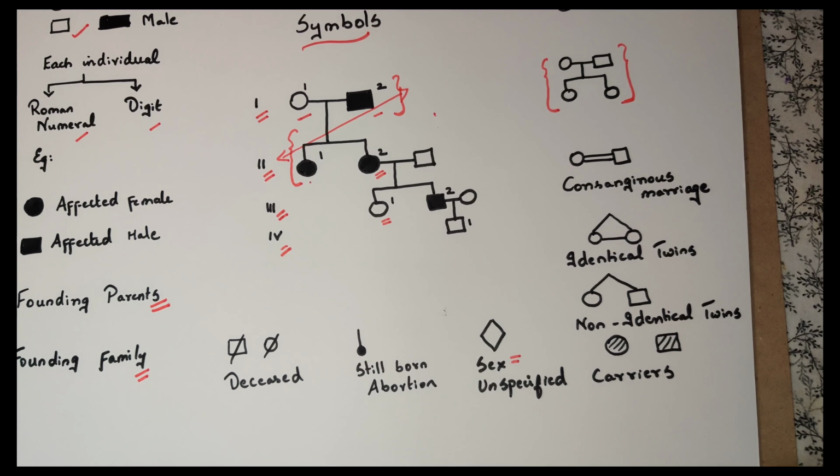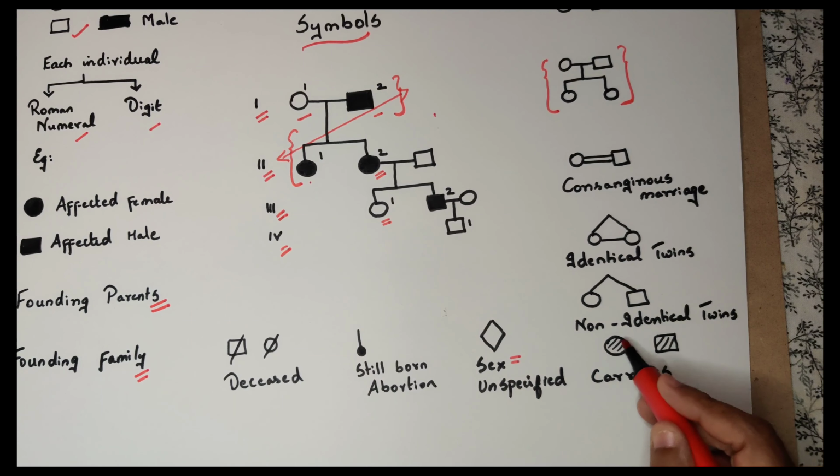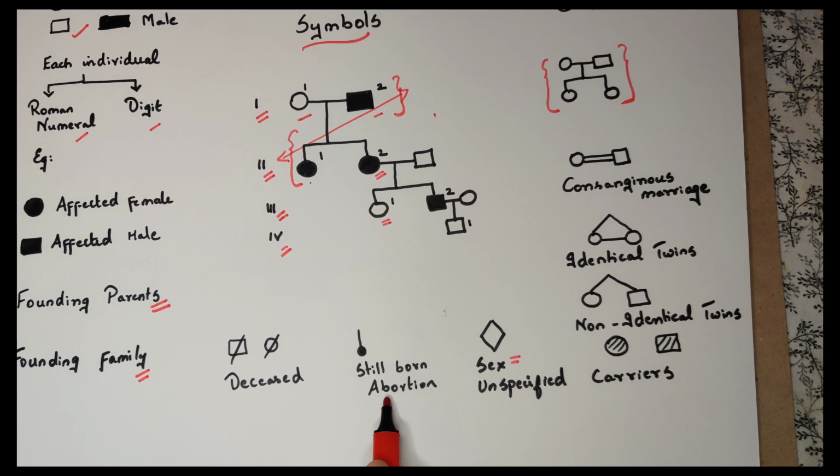So now coming to the next one, how do you represent a carrier of a disease? This is how carriers are represented, where you just shade it half or just draw lines in the center, then they become carriers, for a male and a female. Then if you draw a square like this, it means the sex is unspecified. And this symbol represents a stillborn or an aborted baby.